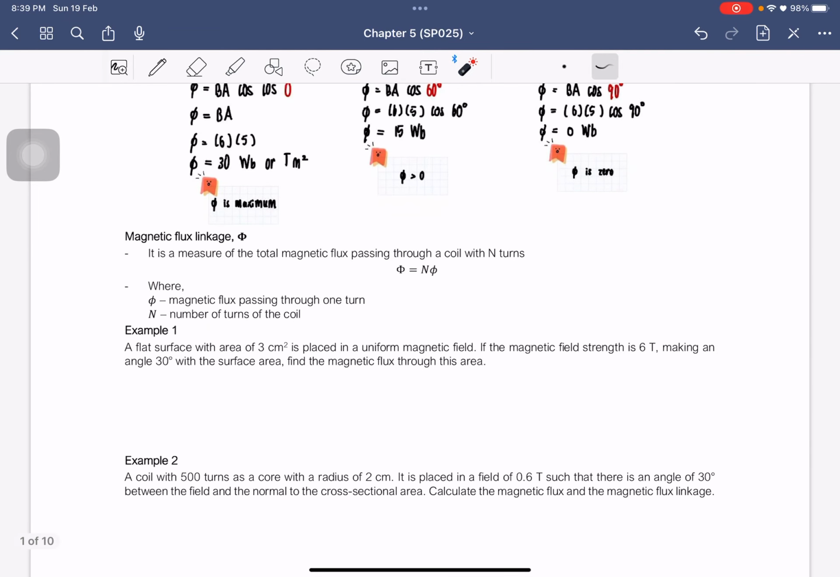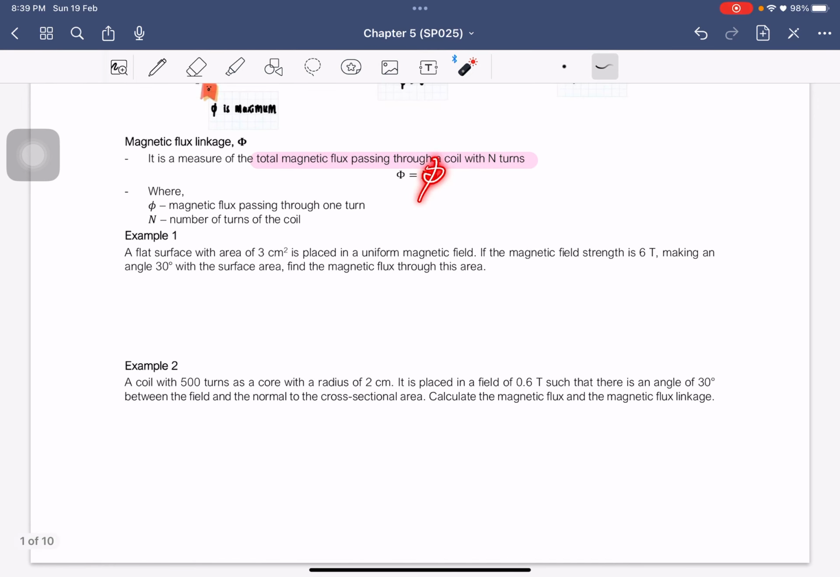Okay, so now let's look at magnetic flux linkage, which is the uppercase phi. So it is a measure of the total magnetic flux passing through a coil with a certain number of turns. So the formula is given here. I think it's also given in your formula sheet. And yeah, that's basically, phi is basically the magnetic flux passing through one turn. So the uppercase phi is telling us the magnetic flux linkage through a number of turns lah, banyak lah number of turns there.